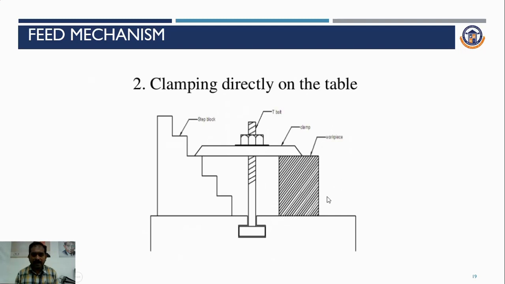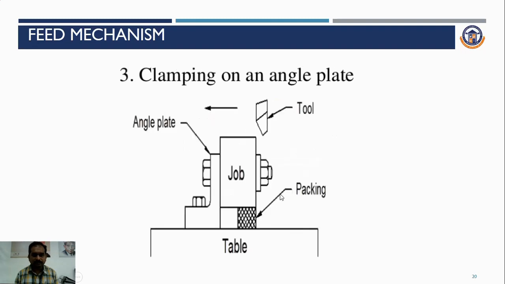Then clamping directly on the table. The block will be bolted directly on the table by means of T bolts, clamp, and stepped block. Based upon the stepped block, the clamp will be clamped by means of the T bolt. This workpiece will be clamped directly on the table. Clamping on the angle plate: the job will be fixed on the angle plate. Then the tool will move in the forward direction, and the work will be done based upon the movement of the tool.